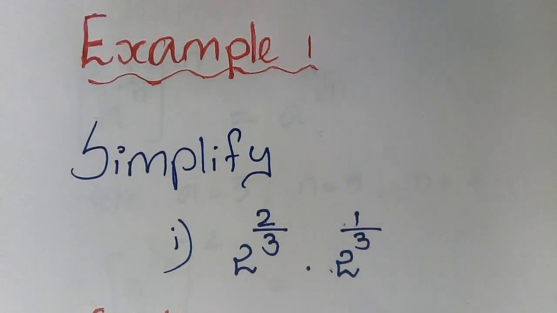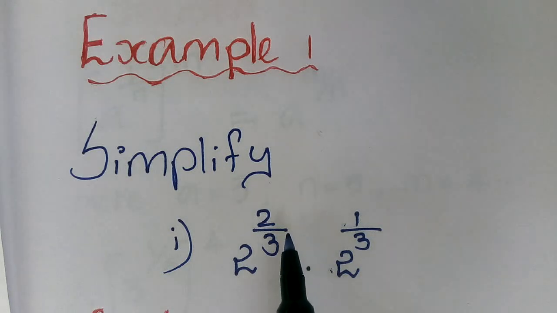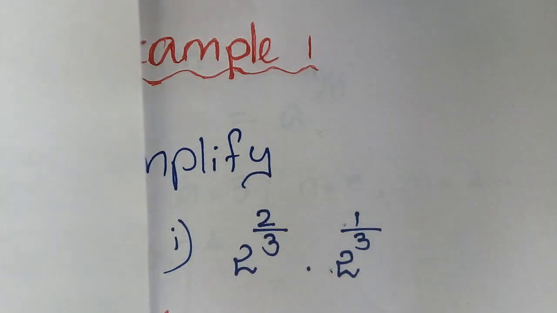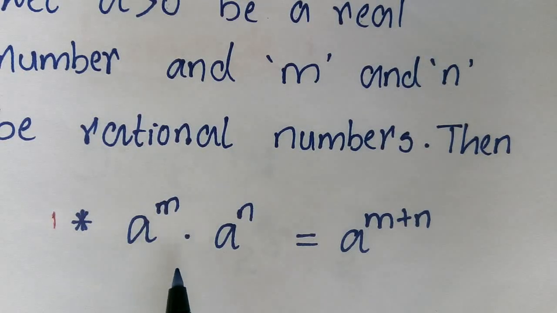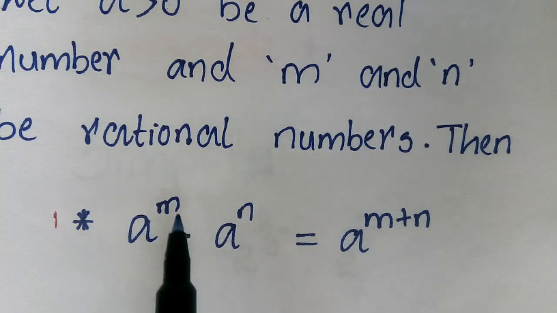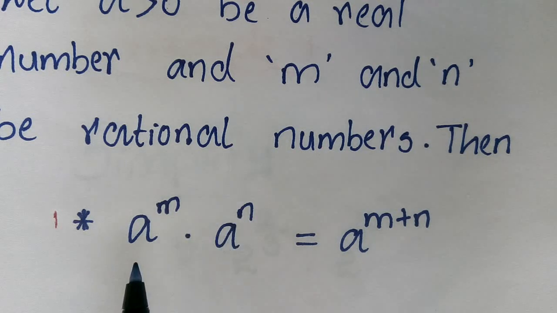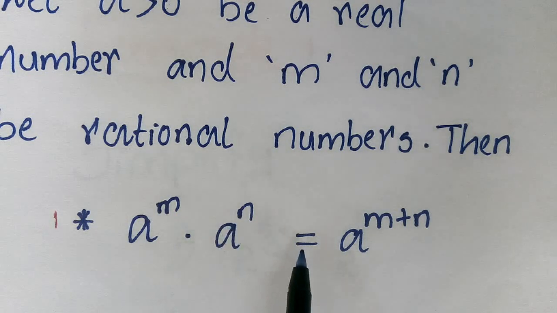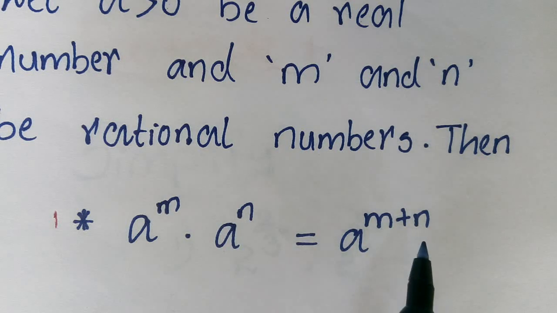Example 1. Simplify 2 to the power 2 by 3 into 2 to the power 1 by 3. Children, which law can we apply here? Here base is 2. And the exponents are 2 by 3 and 1 by 3. Shall we apply the first law? a to the power m into a to the power n. Bases are same, exponents are different. So the law is a to the power m into a to the power n is equal to a to the power m plus n.